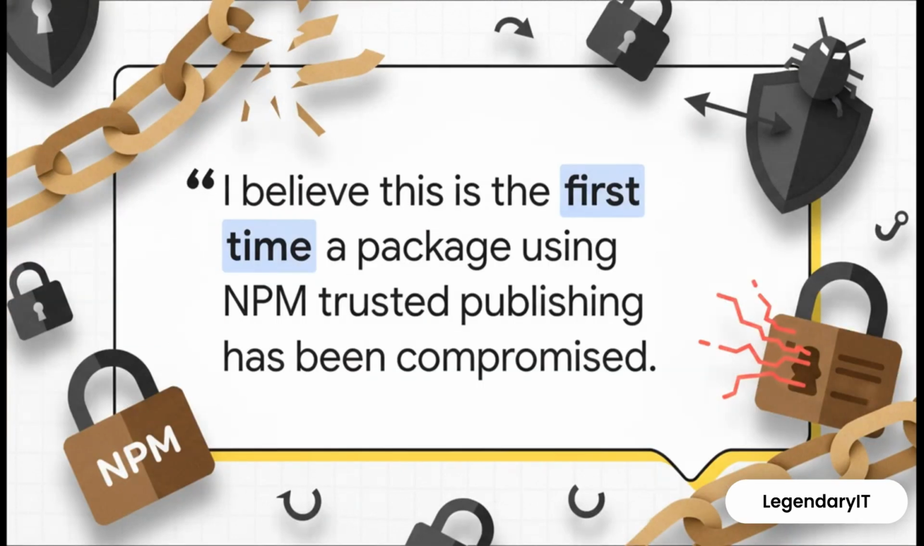Now, what makes this attack so incredibly alarming is that it bypassed a system specifically designed to prevent this exact thing. NPM's trusted publishing is meant to create this secure, unbreakable link between a code repository and the package registry. And yet, as security researcher Adnan Khan pointed out, this seems to be the first time a package using that very mechanism was compromised. The attackers didn't just find a vulnerability, they broke a fundamental chain of trust.